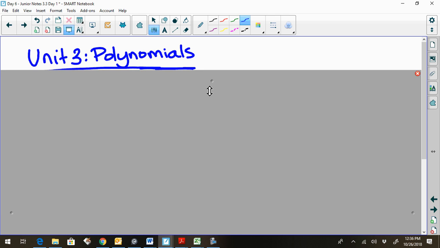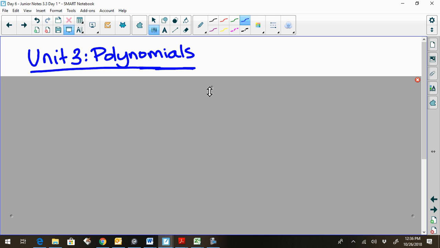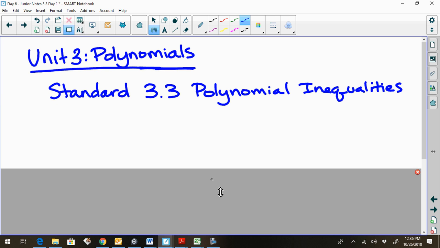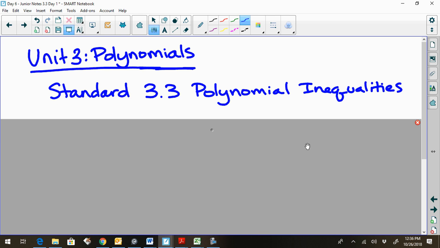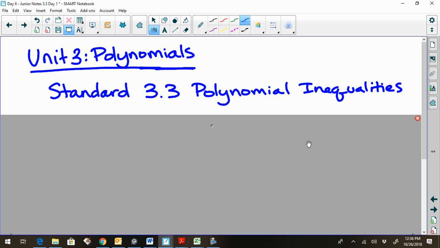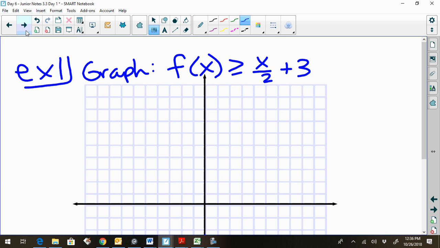So we're looking at Unit 3 still, polynomials, and the standard is 3.3 polynomial inequalities. Now we've been working on rational root theorem. That was our first standard. The second standard was with calculators and the box problem, and we'll come back to that. But over this weekend, I want you to look at polynomial inequalities, because this is something that's really familiar, and we're just going to extend it in a little different way. So here's our first example.